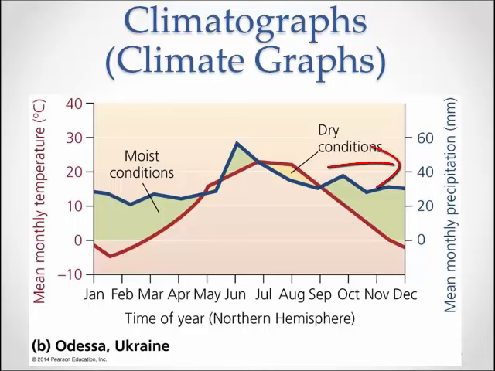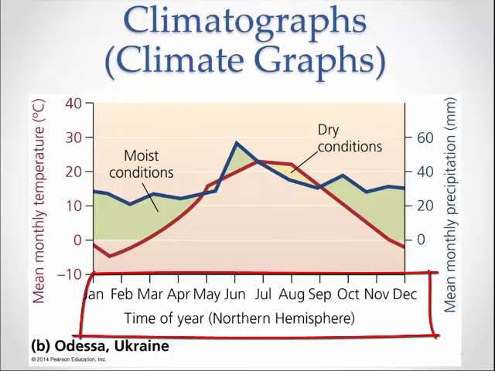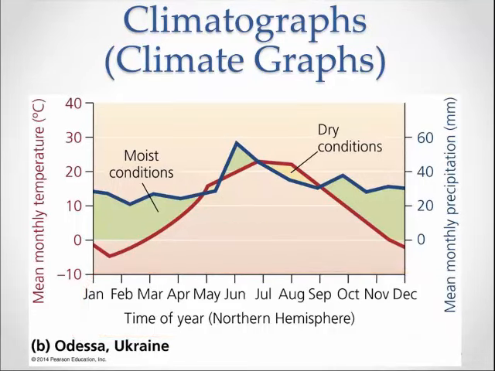The right y-axis displays mean monthly precipitation, measured in millimeters, and corresponds with the blue line. The left y-axis displays mean monthly temperature, measured in degrees Celsius, and corresponds with the red line. The x-axis runs along the bottom of the graph and displays the time of year delineated by month.